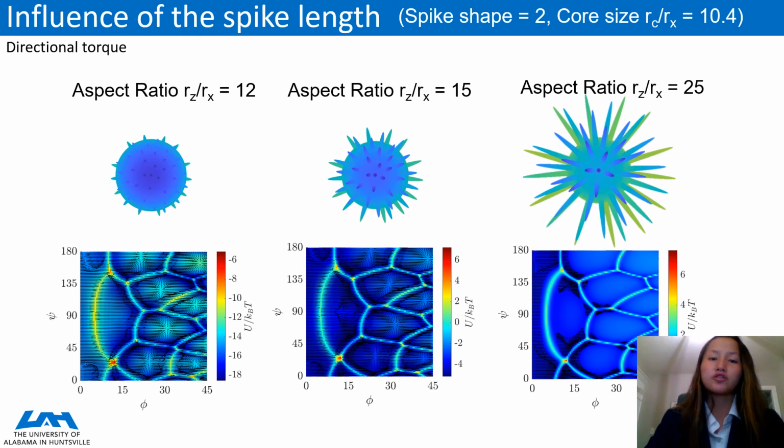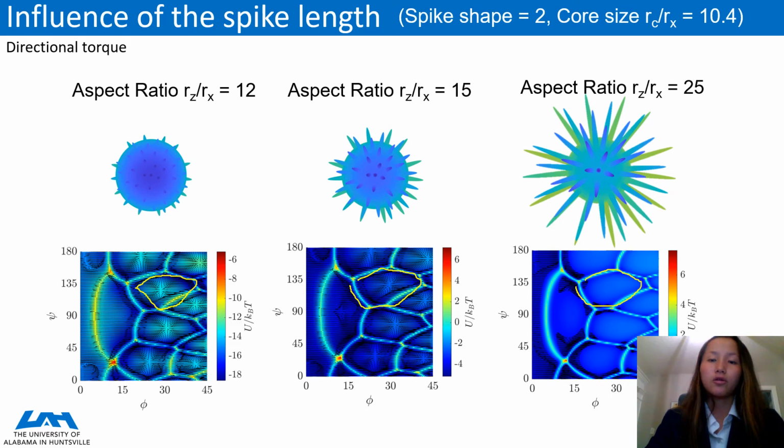Here are the DLVO energy landscapes with the directional torque fields applied. Something interesting to note is that even though the roughness of the particle changes with the spike length, the energy profile shapes basically stay the same. What I mean is that these scales here are basically the same shape in each of these DLVO energy landscapes.